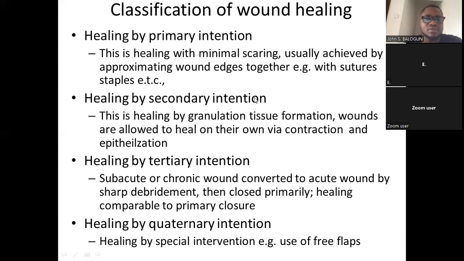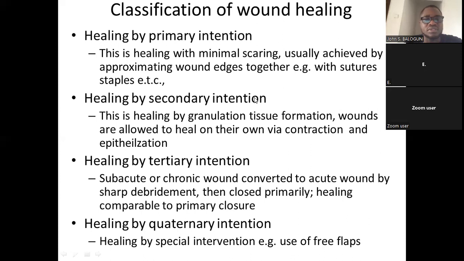Yes, sir. So for tertiary intention, what this commonly means is that it's a modification of healing by primary intention. What this simply means is that at the point of seeing the wound, the wound was not ready for closure. Either it is infected, it is edematous, as in severely edematous, or there is a foreign body in the wound. That means at that point in time that the wound is being evaluated, the wound was not ready for closure.